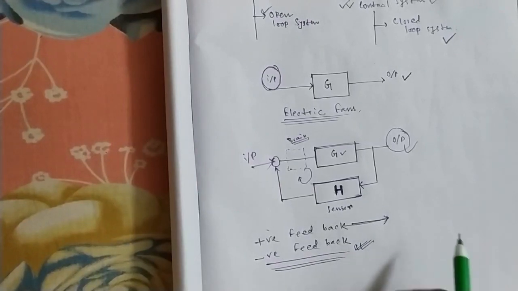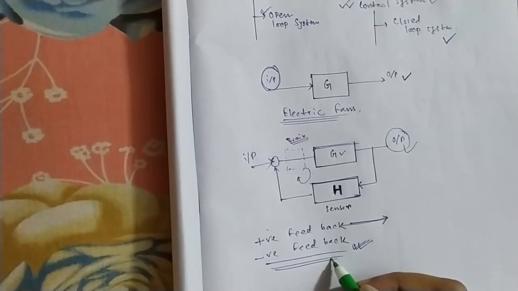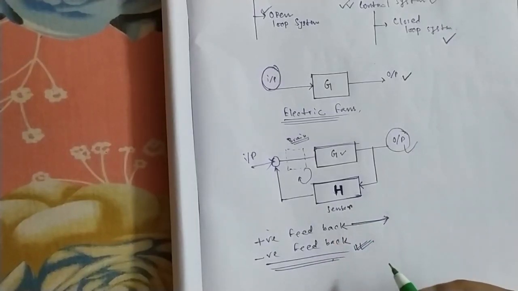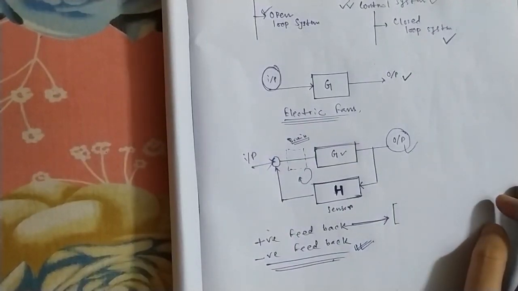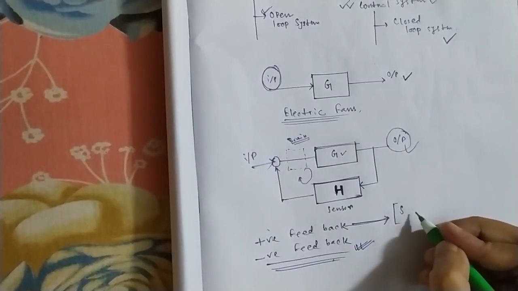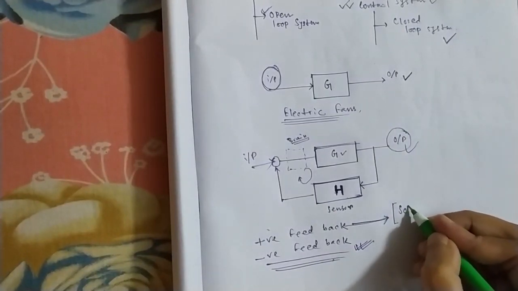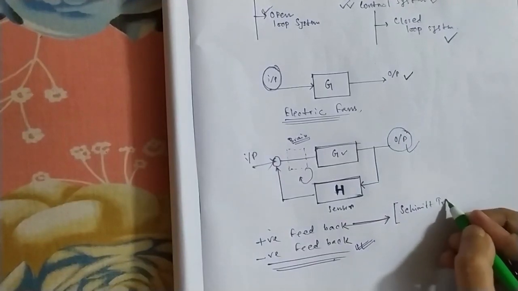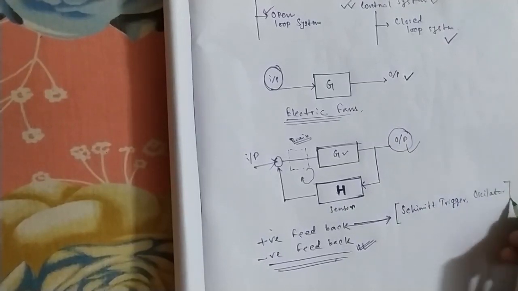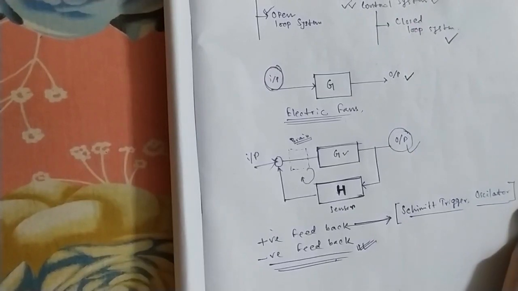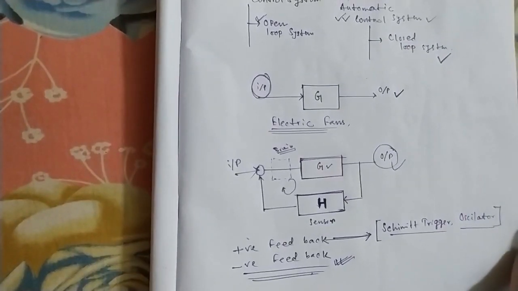Anywhere in this world, any physical system uses negative feedback to make the system stable, because positive feedback always makes the system unstable. As a physical example of positive feedback, there are only two uses: the Schmitt trigger and the oscillator. These two things only use the positive feedback concept.